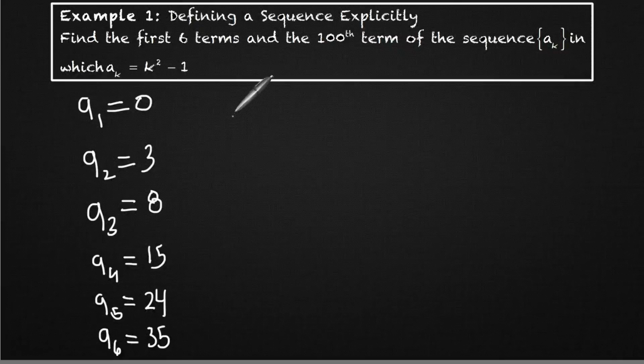All right, so if we want to find the 100th term, no problem, then we would just say A100, and that is equal to 100 times 100, which is 10,000, minus 1, so that's going to be 9,999. Essentially, that's all an explicit sequence is. It's nothing more than generating the list of numbers by plugging in the term number that you're looking for.